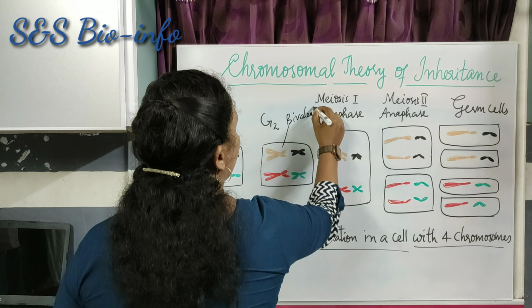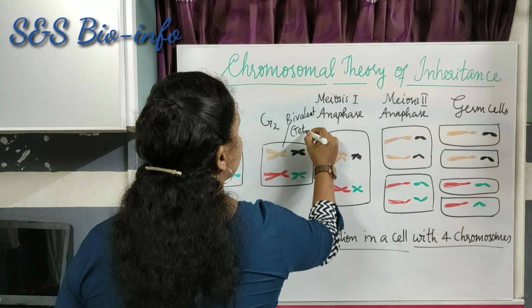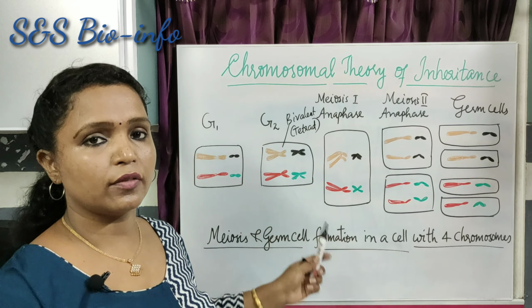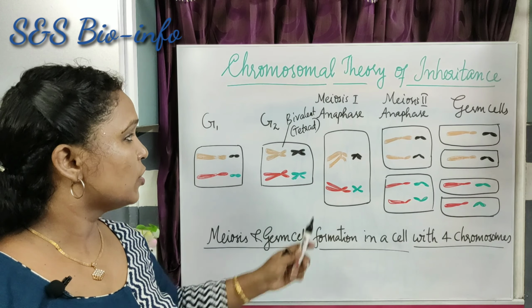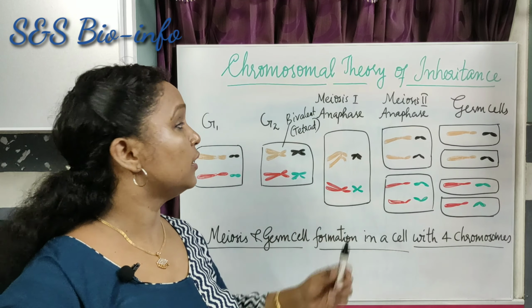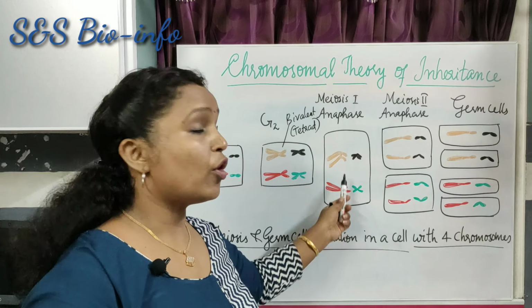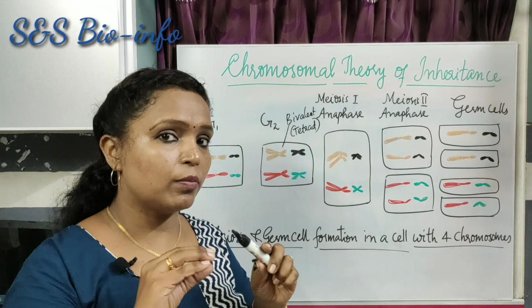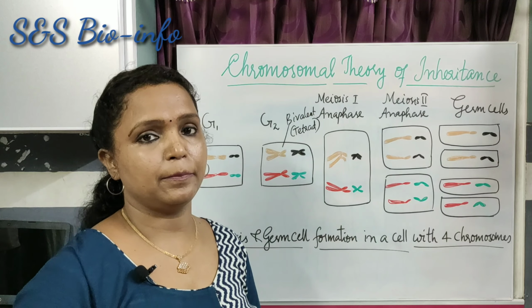Bivalent or tetrad. So here you can see 2 pairs of homologous chromosomes. So what happens during meiosis 1 anaphase? These homologous chromosomes segregate from each other. They move towards the opposite poles of the cell.